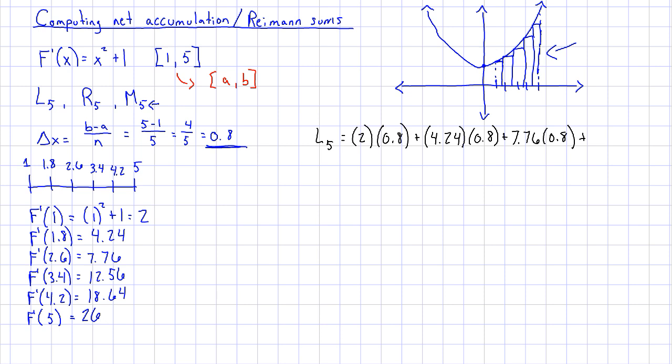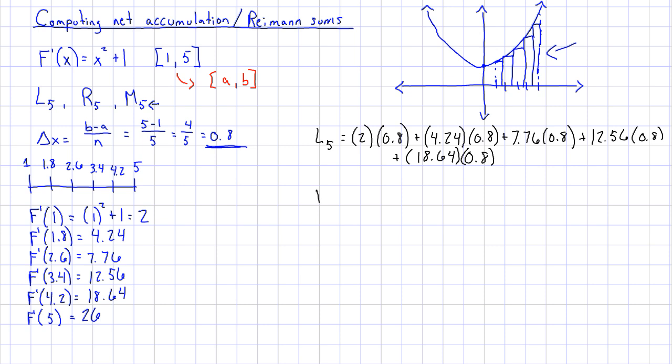My next will be 12.56 times 0.8. And I apologize, I've run out of space here. I was trying to fit it all on one screen. My last one will be 18.64 times 0.8. So I'll add those all up together. I'll leave that to the viewer to add those all up together because that's just arithmetic at this point. But all of those things added together will be the left-hand approximation, the L5, for this particular scenario.